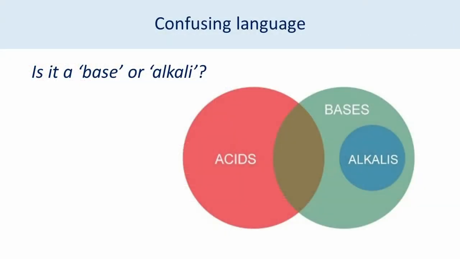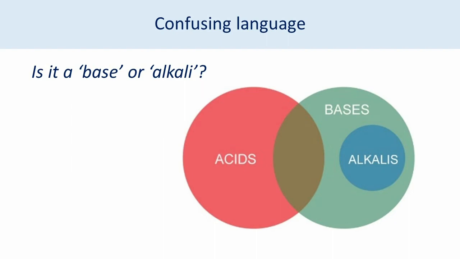Confusing language. Is it a base or an alkali? These words are often used interchangeably, when in fact they have clear definitions and students need to learn which substances are bases and which are alkalis. Bases are often defined as substances that can neutralize acids and vice versa. Alkalis are soluble bases. This should be made very clear to students, as often they hear a mix of the two terms, alkali or base, as if they are interchangeable.